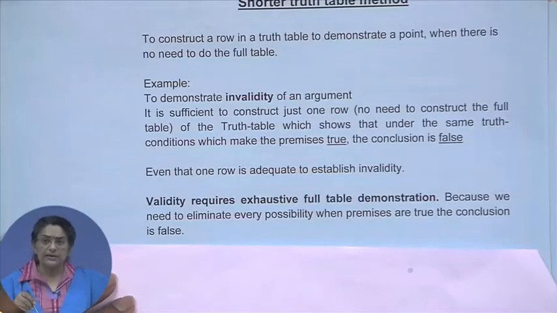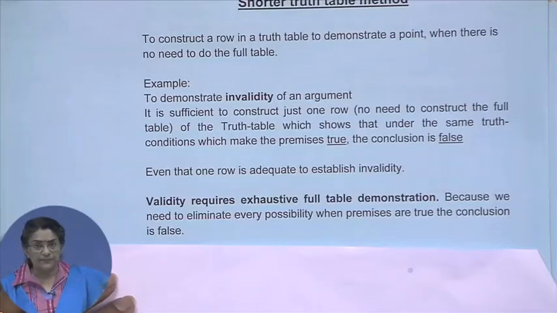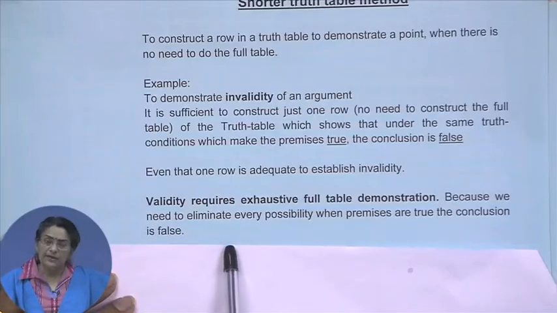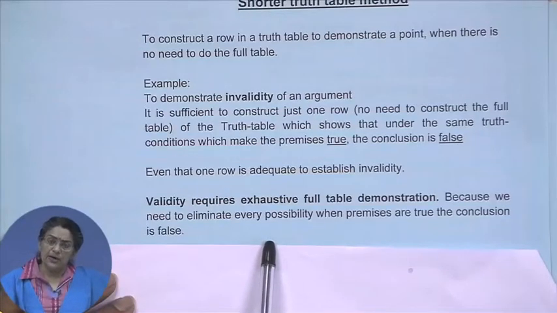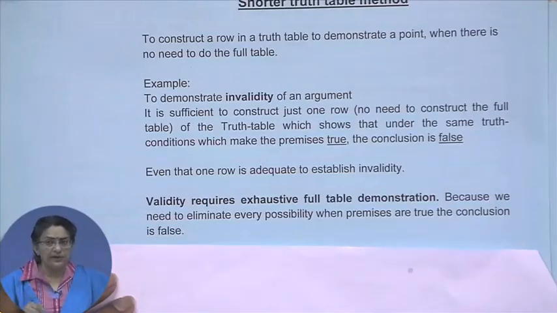You can't establish validity by showing here is one case where the premises are true and the conclusion is not false, because you need to argue that there is no such case where this is going to happen. So, this is why the elimination of every possibility requires that you show it exhaustively by a complete or a full truth table. So, invalidity is possible, but validity you cannot show by the shorter truth table technique.